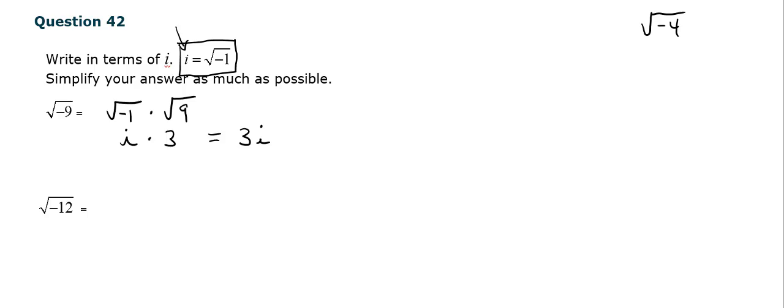Our next example, we're asked to simplify the square root of negative 12. Again, what we're going to do is rewrite it as the square root of negative 1 times the square root of 12. Now, 12 is not a perfect square, but it does have a perfect square factor. So we rewrite 12 as the square root of 4 times the square root of 3.